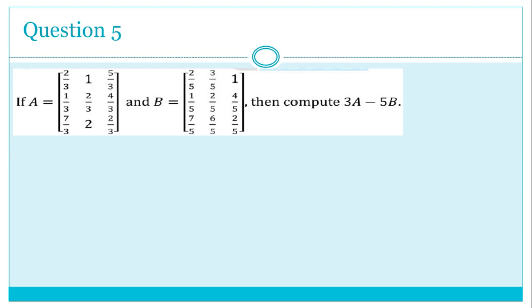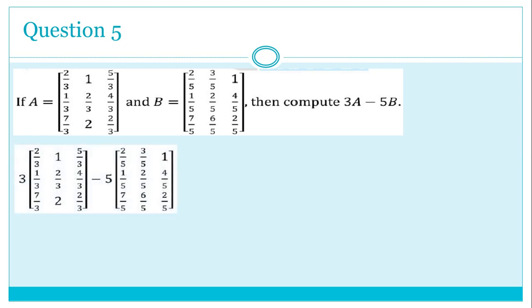First our task is to compute the value of 3A and 5B. This is what 3A minus 5B looks like: 3 times the matrix A, minus 5 times the matrix B. Each element of this matrix will be multiplied with 3 and each element of this matrix will be multiplied with 5, and then we will subtract them.